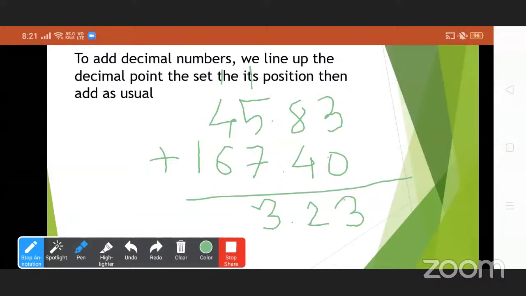4 plus 6 is 10, and plus 1 is 11. So write 1 and carry over 1 here. Then 1 plus 1 is 2. So the final answer is, who will read it? 213.23. Okay, very good.